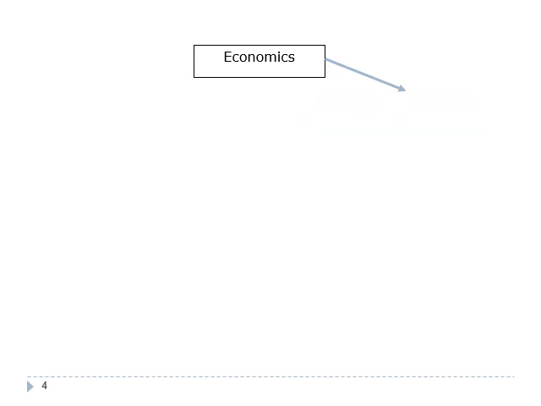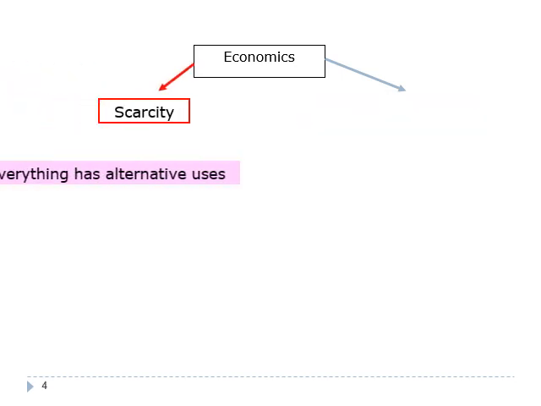On the side of scarcity, everything has alternative uses. For example, with our time, you could use your time to take a class. You could use it to relax. You could use it to spend time with your family, do something fun, or work at a job.